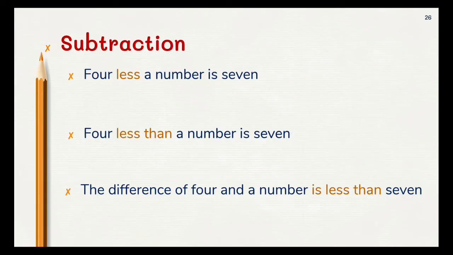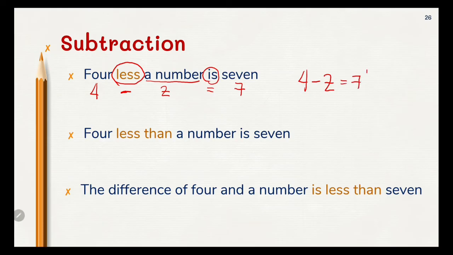Okay? Next, we have this. Less than, is less than. Okay? Now, subtraction. 4 less a number. So, you have 4. So, less would indicate minus. Then, we have this number, say, z is equals 7. So, when you write this one, you have 4 minus z equals 7.